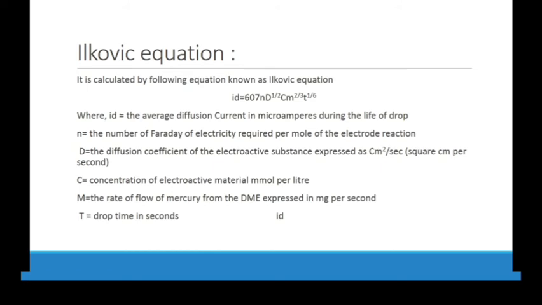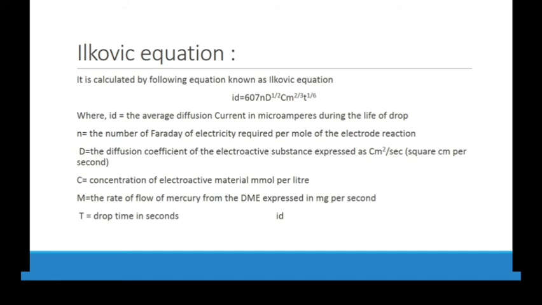It is very easy. Then n is the number of Faradays of electricity required per mole of the electrode reaction. So this is constant. D is the diffusion coefficient of the electroactive substance expressed in centimeter squared per second. It is also constant. C is the concentration of the electroactive material in millimoles per liter. This you have to find out. m is the rate of flow of mercury from the capillary, expressed in milligrams per second. This is also constant. t is the drop time in seconds. So it is also constant.